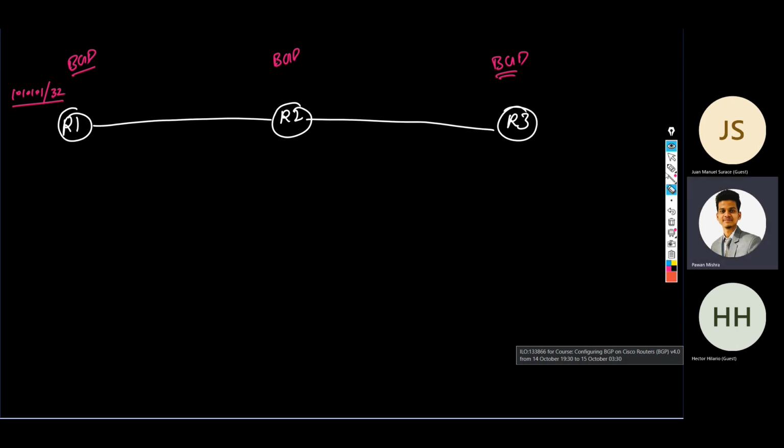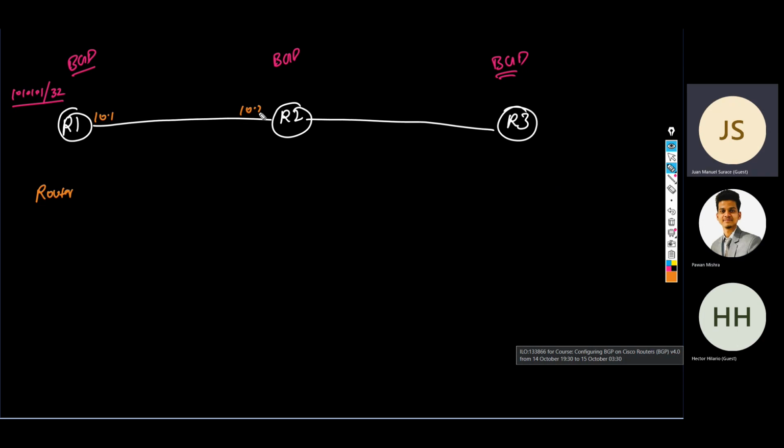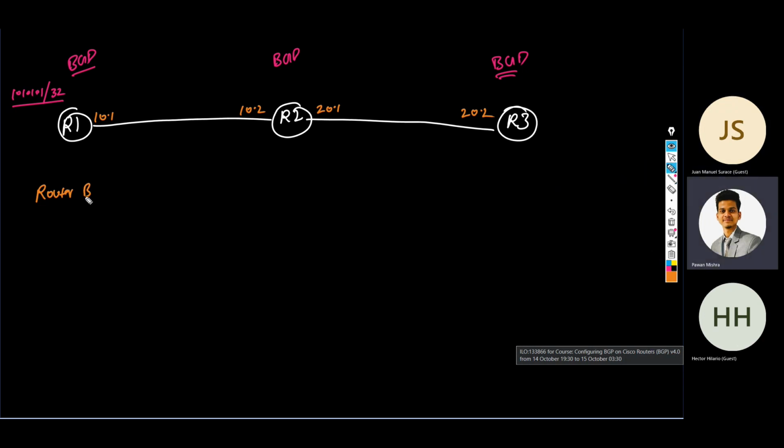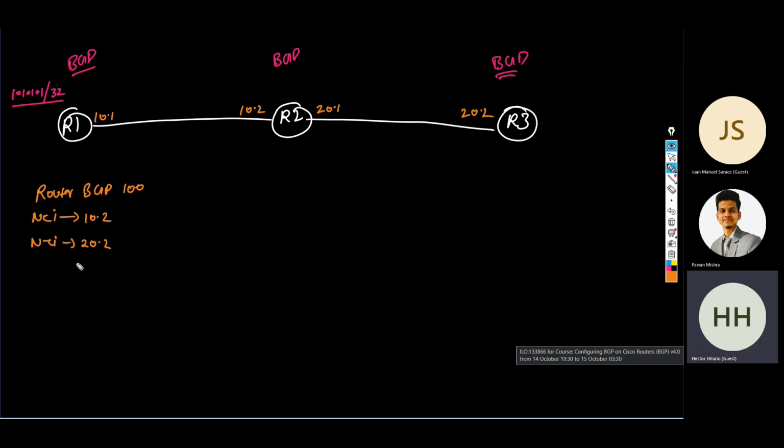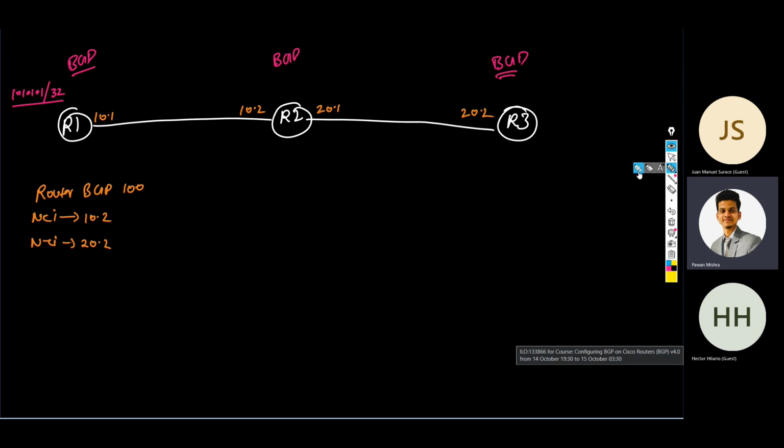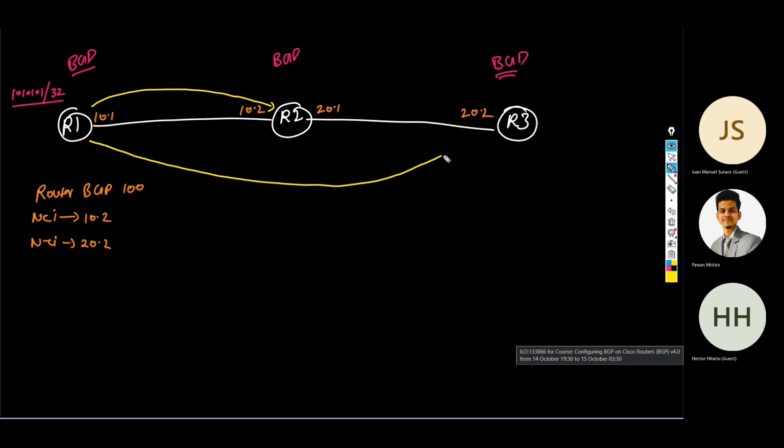Do one thing. Let's go on the R1 router. Let's say here I have configured 10.1, 10.2, 20.1, 20.2, correct? So I'll say router BGP 100, and then neighbor 10.2, and I also say neighbor 20.2. Getting the point? So I have 2 neighbors. It means I'm creating a neighborship, first from R1 to R2, and then I also create the neighborship from R1 to R3. It means this topology looks like this.